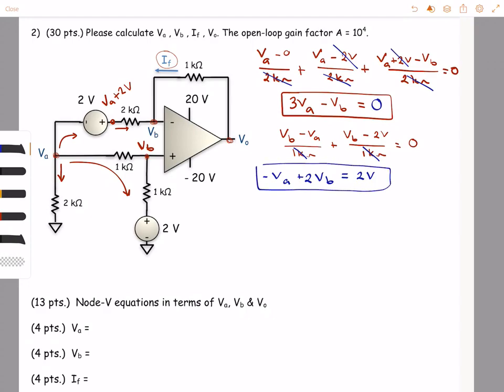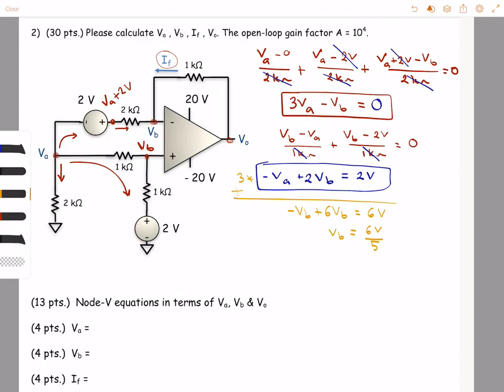From here, we have two equations and two unknowns. We need to calculate VA and VB. So if you multiply this equation with 3 and sum the two equations, we end up getting rid of the VA component. So we have minus VB plus 6VB equals 6 volts. That means that VB equals 6 volts over 5.